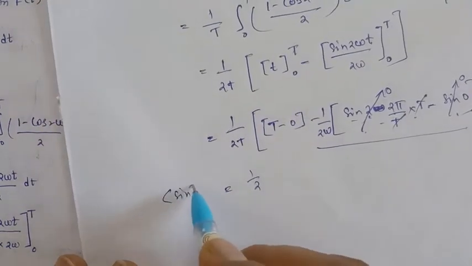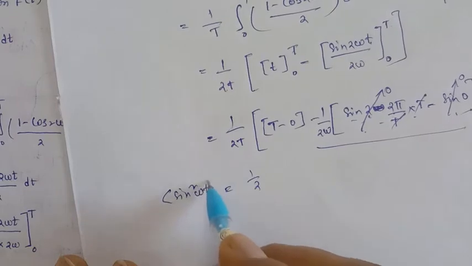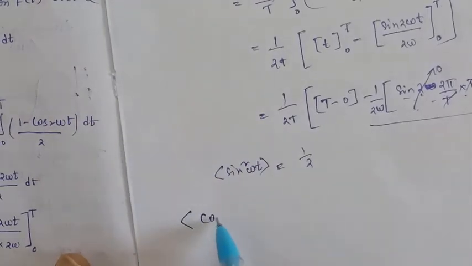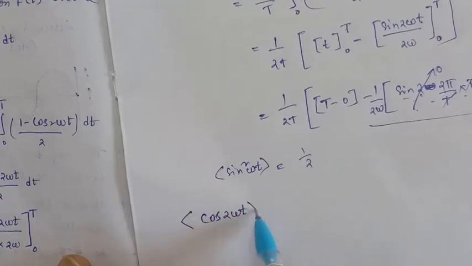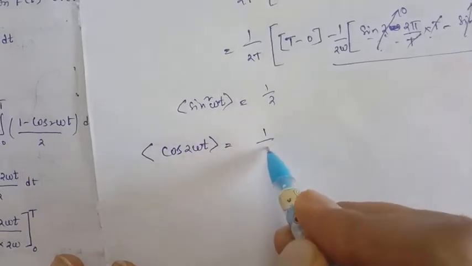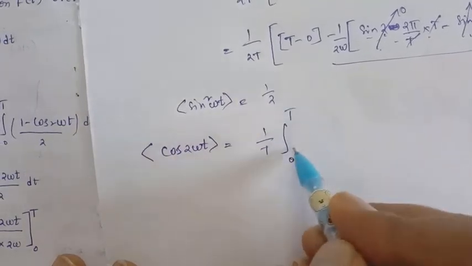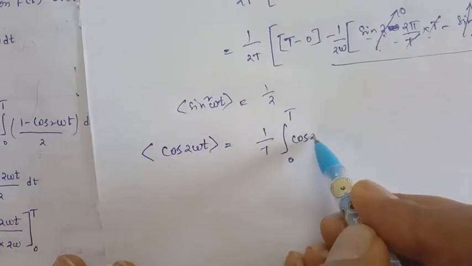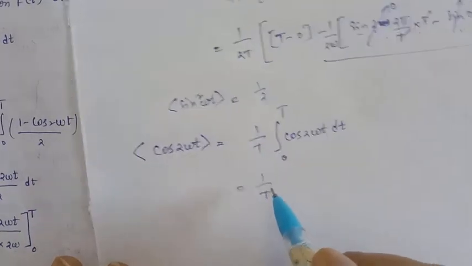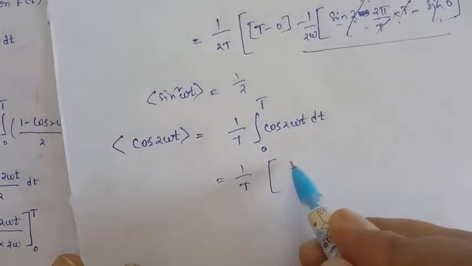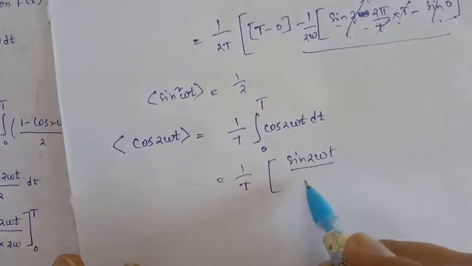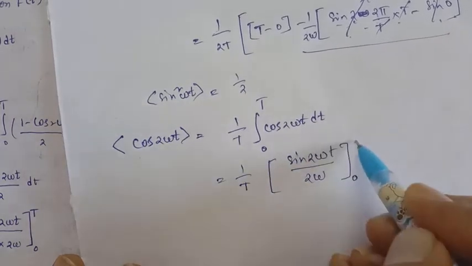The average value of sine square omega t is equal to half. And what is the average value of cos 2 omega t? For a function, the average is 1 by T integration 0 to T of f of t. What is the function here? Cos 2 omega t into dt. 1 by T, the integration of cos 2 omega t is sine 2 omega t by 2 omega, from 0 to T.